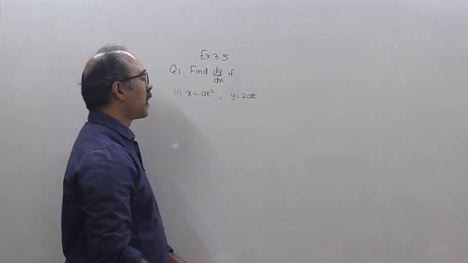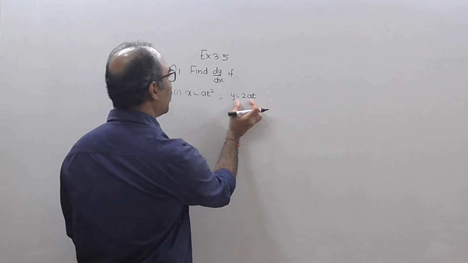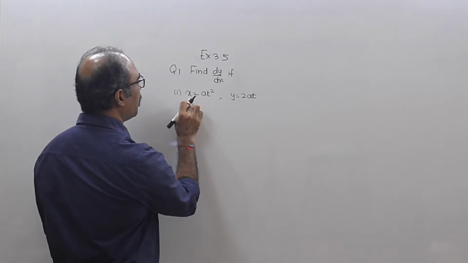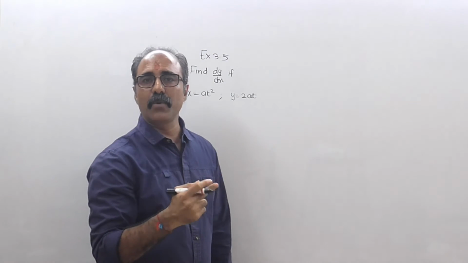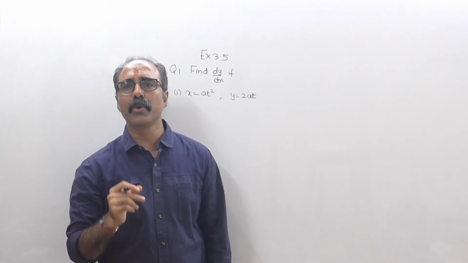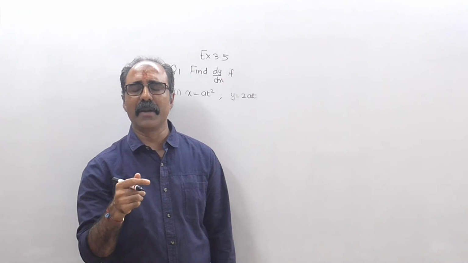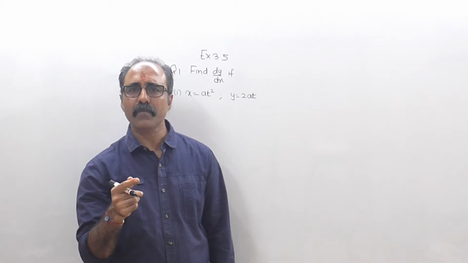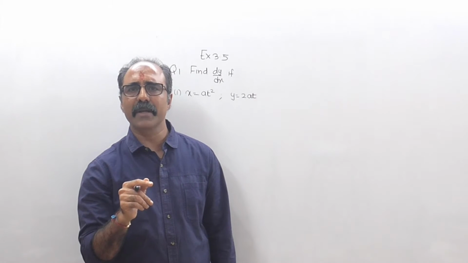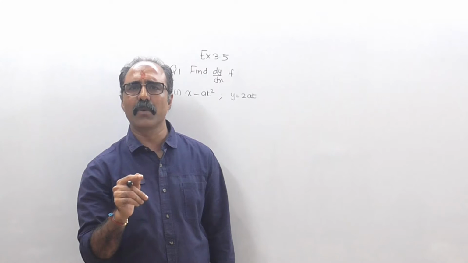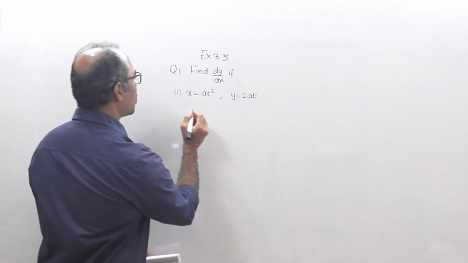Exercise 3.5. These are some parametric functions, x equal to f of t and y equal to g of t. First you differentiate x with respect to t, and you get dx upon dt. Then you differentiate y with respect to t and get dy by dt, and then ultimately you can find dy by dx by using the formula dy by dx equal to dy by dt upon dx upon dt. So let's understand in detail.